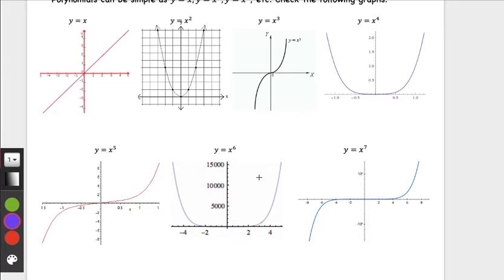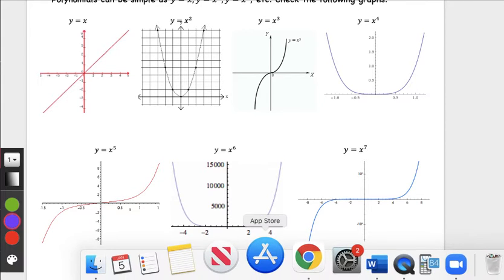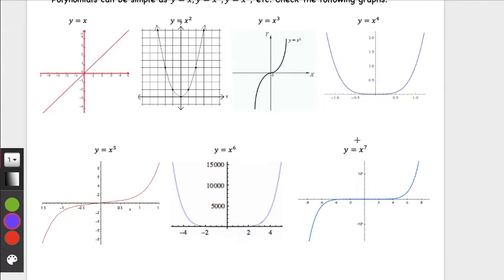Same thing for the sixth: it is like a U again, but even wider compared to the fourth. For the seventh, it is still going up and down, but wider, more mildly going up and going down. You can definitely pause the video here to think about what pattern you notice. I hope you already paused the video and thought about what you noticed.